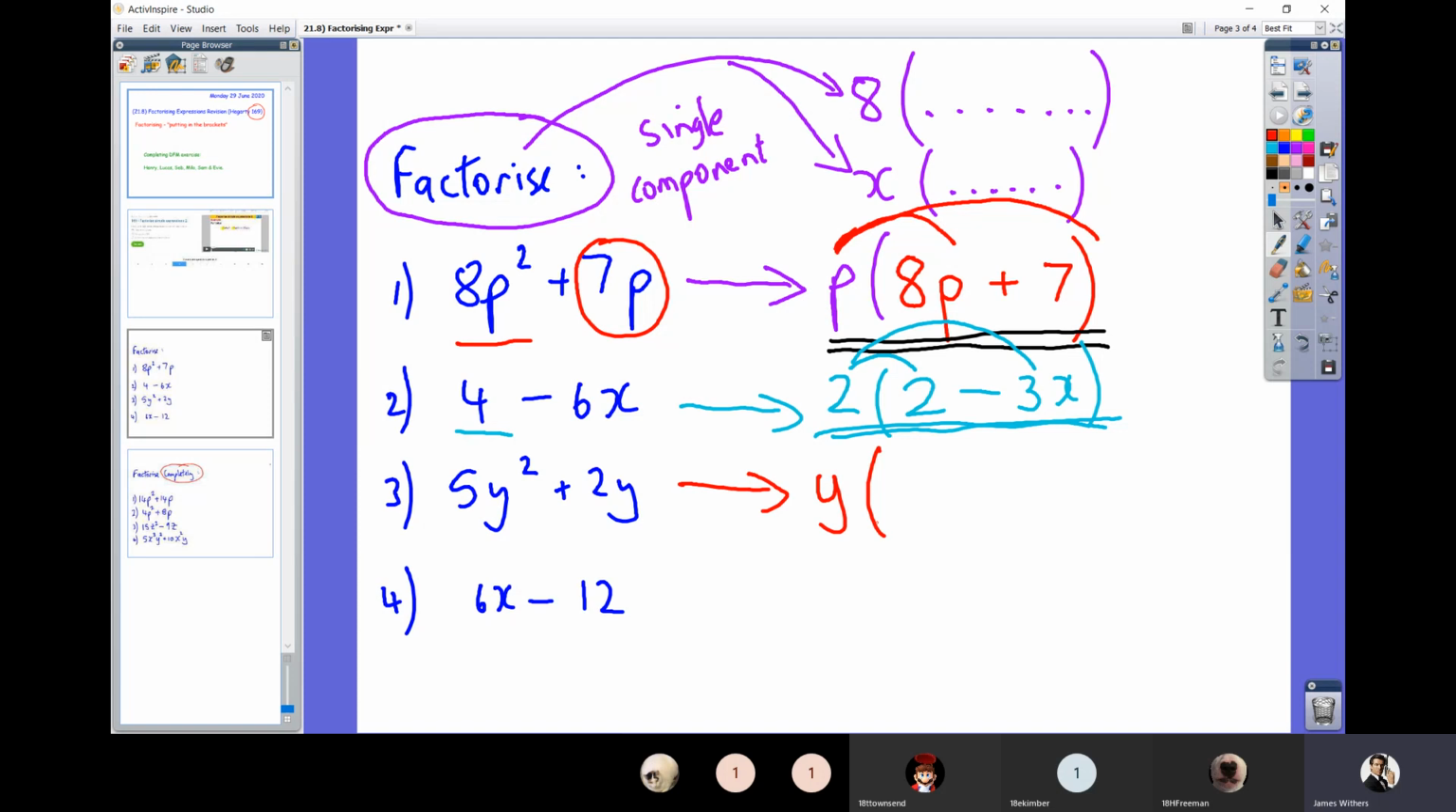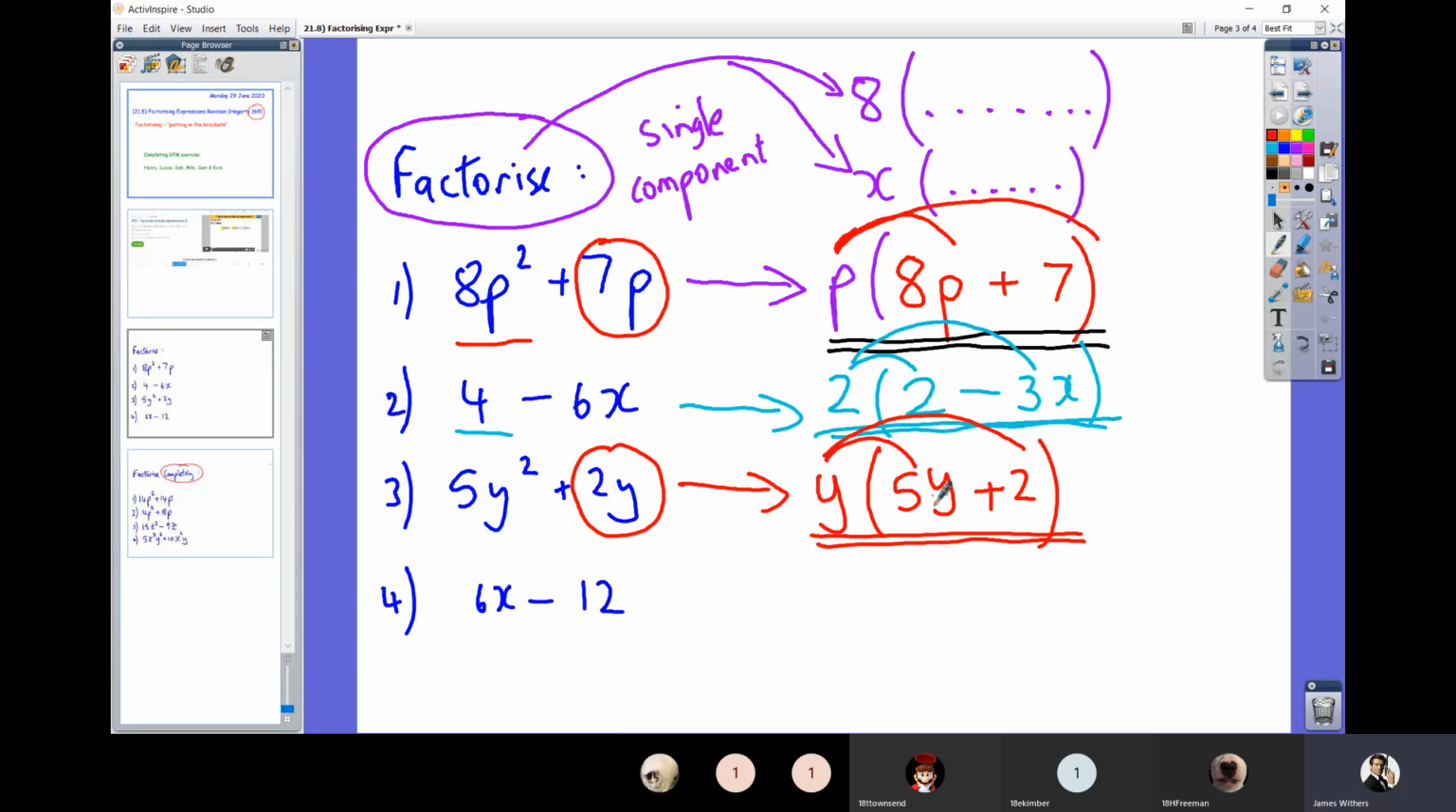Open my bracket. Y times what gives me 5y squared? Well, I need the 5 and I need another y, because y times 5y is 5y squared. Get the sign right. I need a plus sign. Second term, y times what is going to give me 2y? Well, I just need the 2. That's my final answer. Because y times 5y is 5y squared, y times plus 2 is plus 2y.